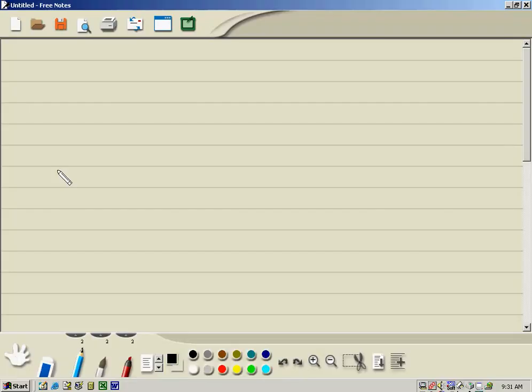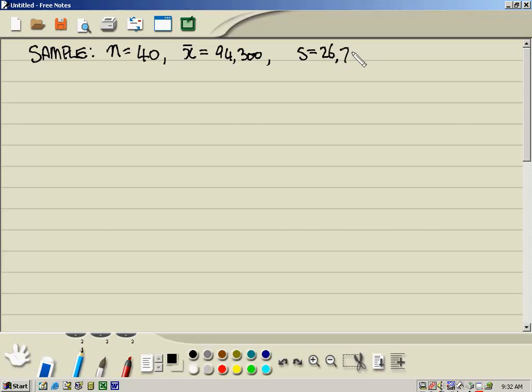Okay, let's write down our sample data. Sample n is equal to 40 random days, hopefully. Average for those 40 days, 94,300, and standard deviation for those 40 days, 26,700. And the question is, is it equal to 100,000 hits per day? And we're going to use an alpha of 5%.